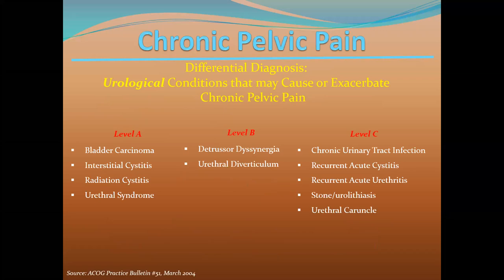The differential diagnosis of urological conditions that may cause or exacerbate chronic pelvic pain is divided into level A, level B and level C. Level A: bladder carcinoma, interstitial cystitis, radiation cystitis, urethral syndrome. Level B: detrusor sphincter dyssynergia, urethral diverticulum. Level C: chronic urinary tract infection, recurrent acute cystitis, recurrent acute urethritis, urolithiasis, or urethral carcinoma. Interstitial cystitis is an inflammation, a typical feature being that it is not caused by other causes. Treatment is as we have already discussed in the bladder section, and you have to treat it along with the urological section.